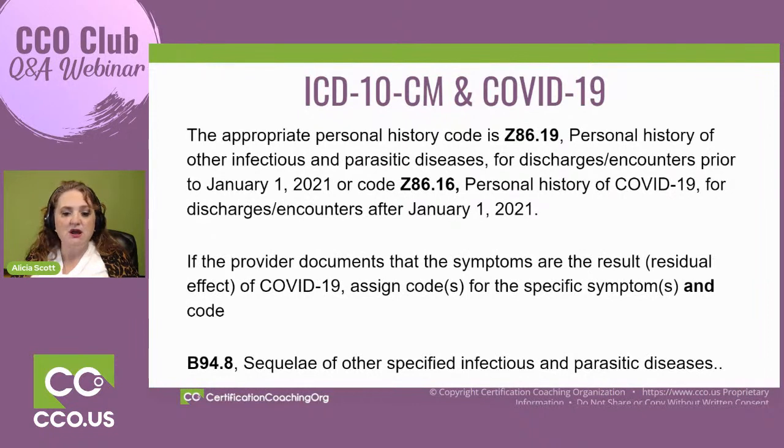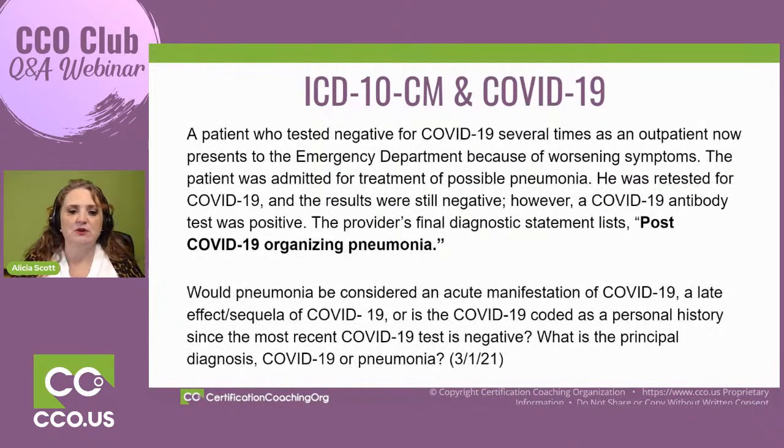That's our history code. But if you do have signs and symptoms, you list those with the B94.8 because it's active. These are active late effects or sequela that the provider is stating. And then you're going to list those so that you can say, well, this weakness and stuff is related.